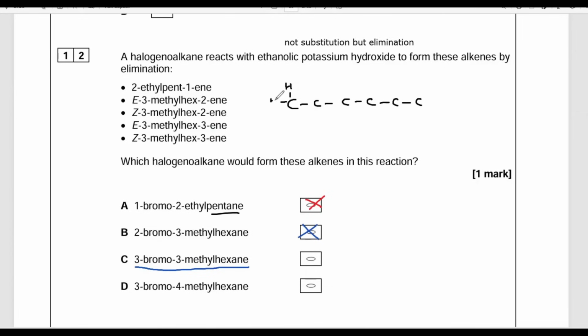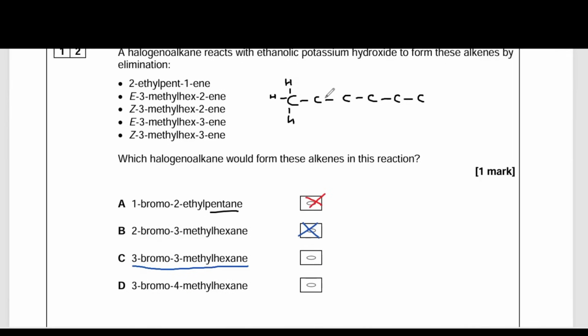3-bromo-3-methylhexane. So I'm going to draw out this 3-bromo-3-methylhexane and show why it can make all of those. And if you do the others, some of them can't make E/Z because you end up with the same group on the same carbon atom in a double bond. So you can't get E/Z isomers when you get that.